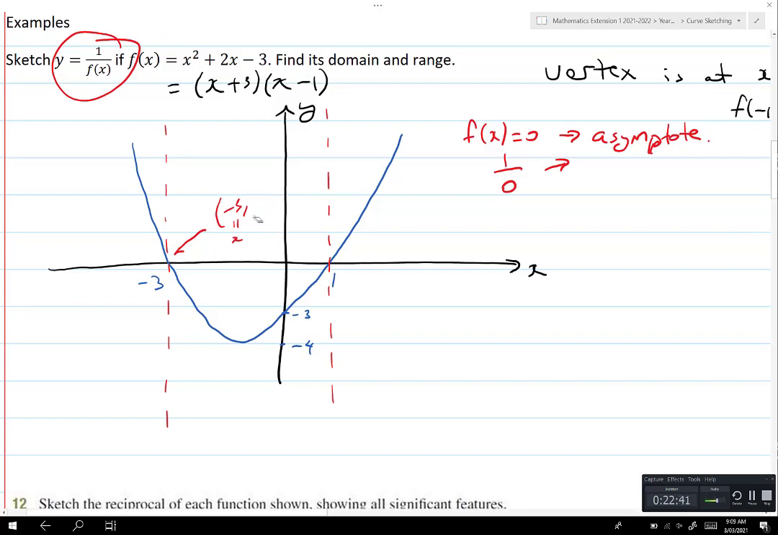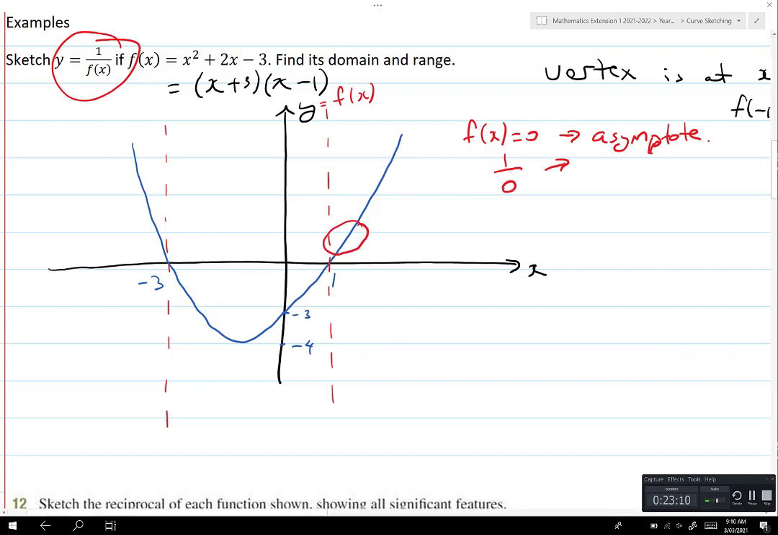Remember that for us, f(x) and y are virtually always interchangeable, right? They basically mean the same thing. If I'm turning it into a graph, I am basically saying that y is f(x), and I'm sketching y equals f(x). So you could just say y equals 0. Yeah. Okay. So when it's 0, there's an asymptote.